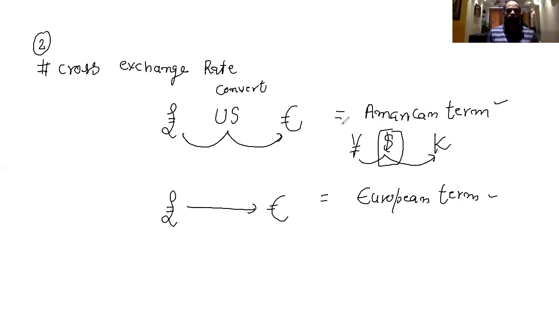Of course, this is also the conclusion that one country's direct quotation, if direct quotation is American, then European is indirect, according to America. According to Europe, America is the indirect quotation. All right. So this is the idea for your cross exchange rate quotations. All right. So let's move on to the next.